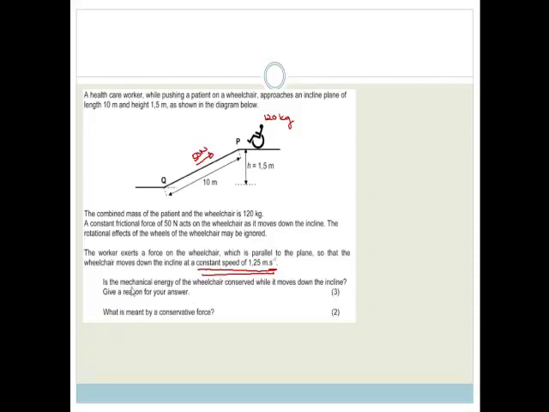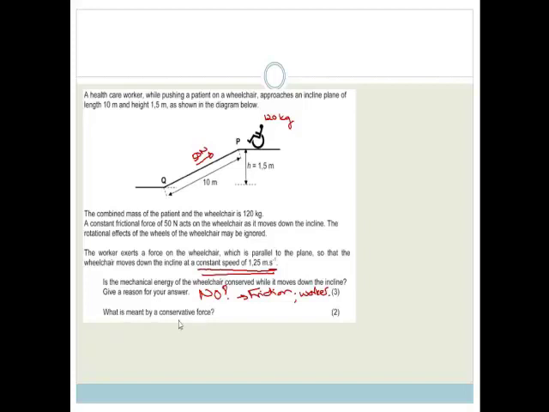Okay. Now it says, is the mechanical energy of the wheelchair conserved while it moves down the incline? Give a reason for your answer. And the answer is no. And why? Because of friction. As soon as you have friction, and in fact, not even that, we have friction, and we have the worker that is basically slowing this down. So the mechanical energy is not conserved because of the friction and the worker. Both are forces that are acting in the opposite direction to the motion of the wheelchair.